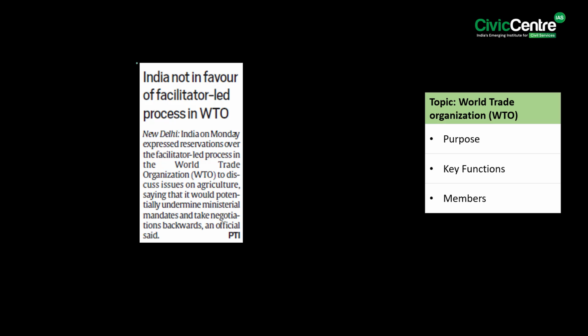The next article says that India on Monday expressed reservations over a facilitator-led process in the World Trade Organization to discuss issues on agriculture, saying that it would potentially undermine ministerial mandates and take negotiations backwards, according to an official. In this context, let us talk about the World Trade Organization.